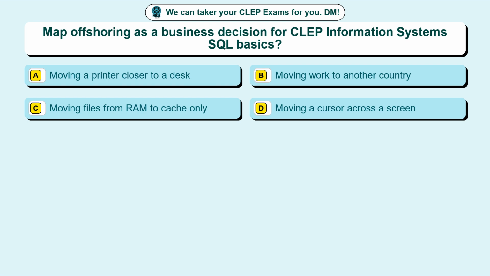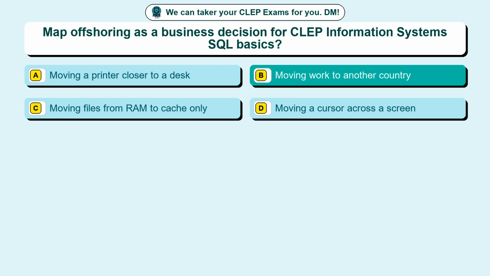Question 97. Map offshoring as a business decision for CLEP Information Systems SQL Basics. Option A. Moving a printer closer to a desk. Option B. Moving work to another country. Option C. Moving files from RAM to cache only. Option D. Moving a cursor across a screen. The correct answer is option B.